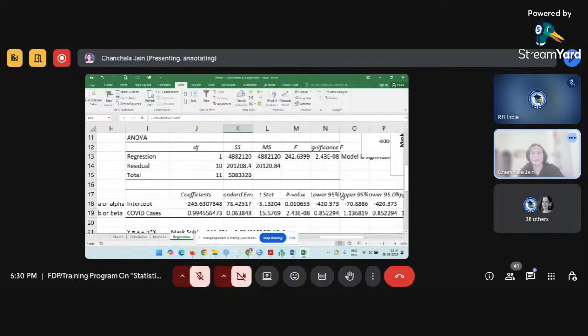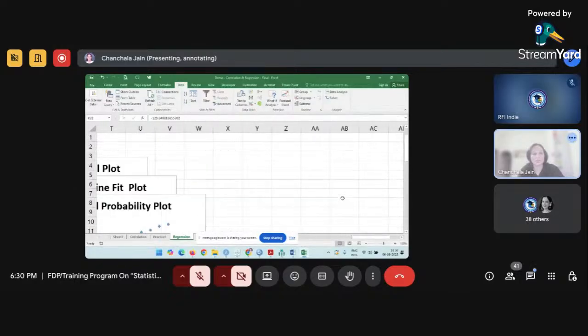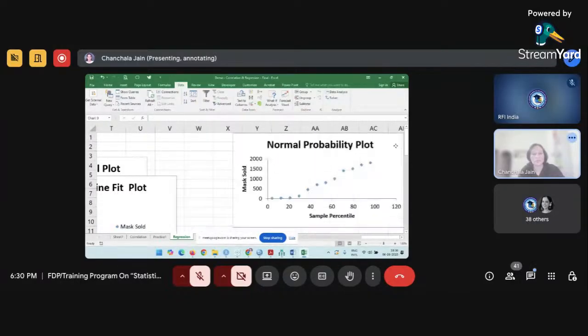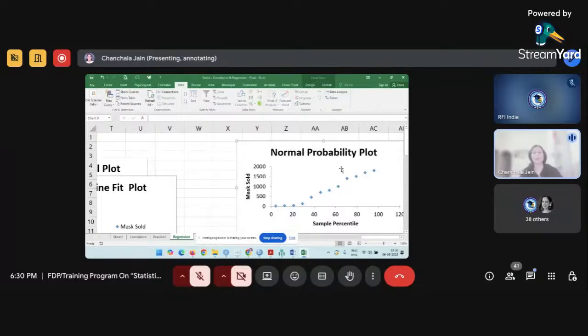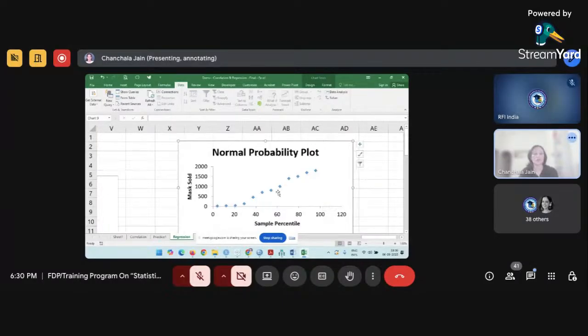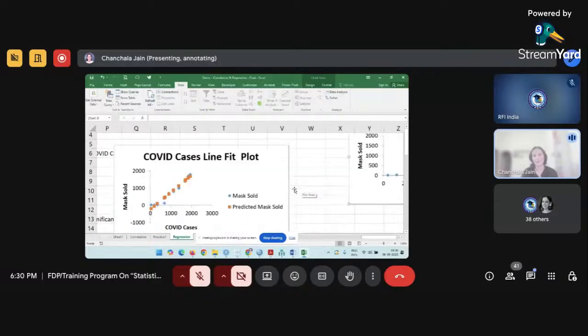Then we are getting certain charts also. This is indicating whether your residuals are normally distributed or not. If you fit a line here, the residual values will almost lie on the line. That means your residuals are normally distributed. Is it clear?